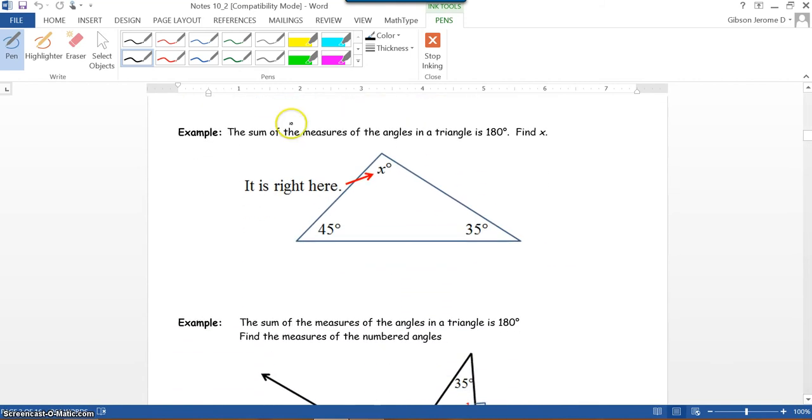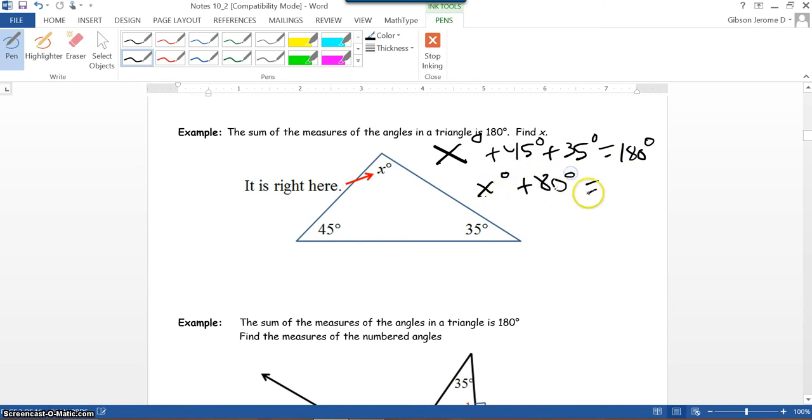Now, an example. The sum of the measures of the angles in a triangle is 180. Find x. So it is right here. We want x, so we look here. All three of these angles added together is supposed to equal 180. So we add x degrees plus 45 degrees plus 35 degrees, which is supposed to equal 180 degrees. Now we combine like terms. We add x degrees plus 80 degrees equals 180 degrees. We subtract 80 degrees on both sides.